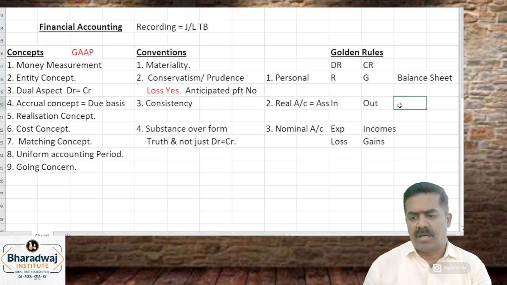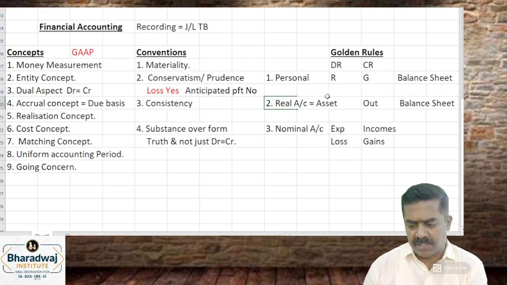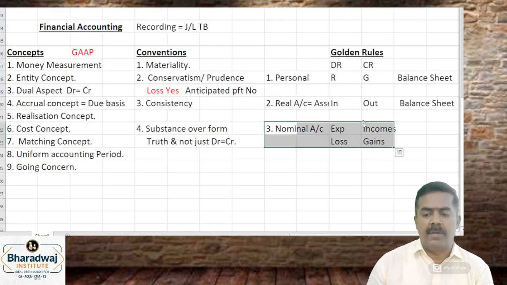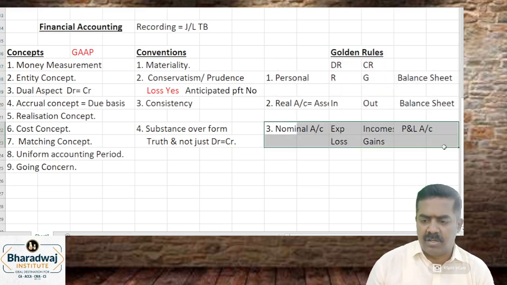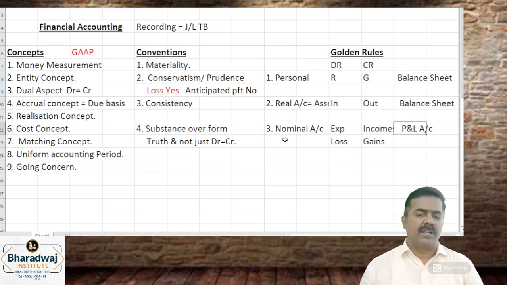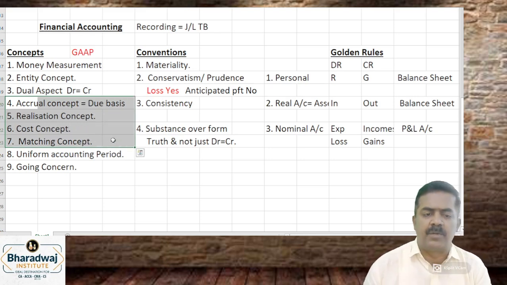Real accounts are also recorded in which one? Balance sheet. Assets are recorded in which one? Balance sheet. What about nominal accounts? Expenses and losses we match with which one? Incomes and gains we record in which account? P&L account. So personal and real accounts you take to the balance sheet. Nominal accounts are recorded in which one? P&L account.